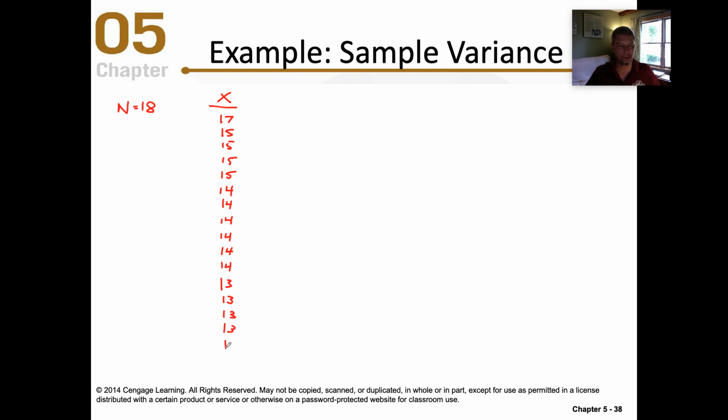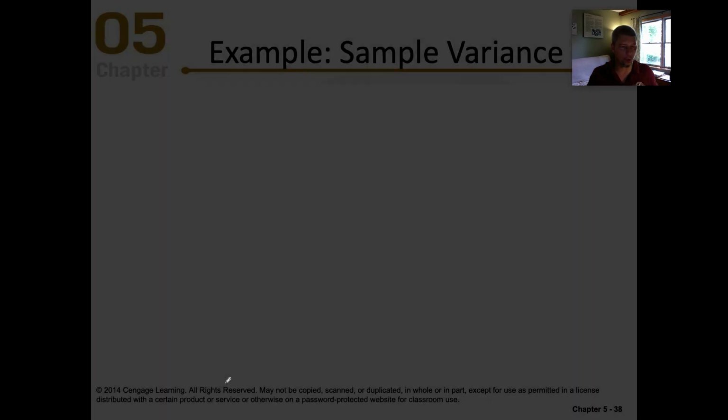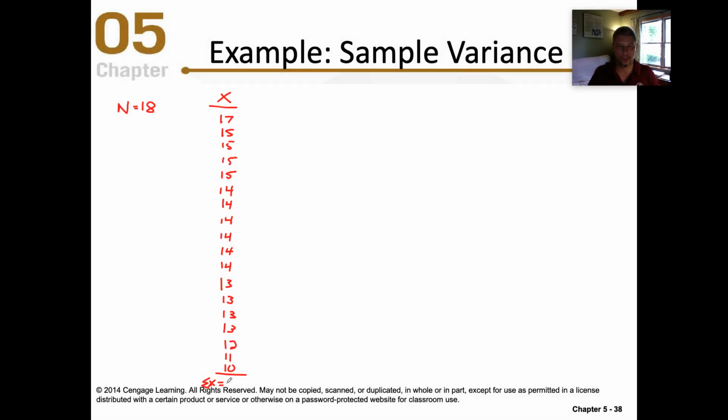And then 12 appears once, 11 appears once, and 10 appears once. Now, what's important about this? Well, if I add up all of these numbers, get out your magic number box and add them all up. What I'll find is that the sum of x is going to equal 246.